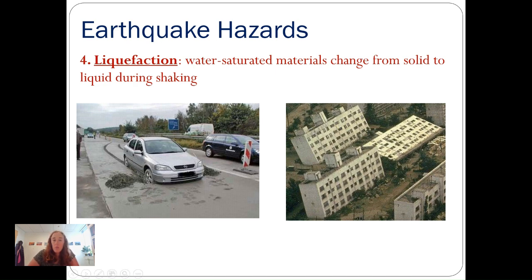So, for example, in Japan in 2011, these were brand new apartment buildings, and they were built on sand. That sand was wet when the earthquake happened. So you had sand, water, shaking, and these buildings toppled over. They sank into the sand because the ground underneath became quicksand. Same thing here on the left. This is a new roadway where an earthquake happened. It liquefied the road, and this car sank into that roadway.